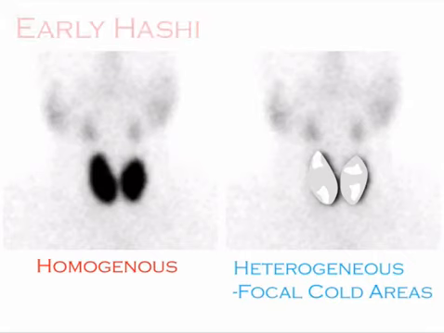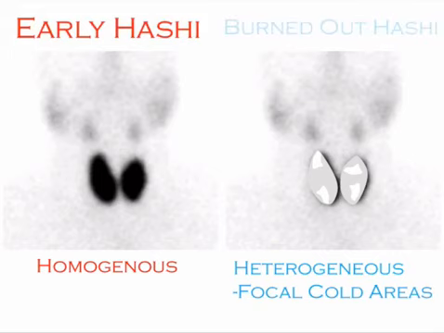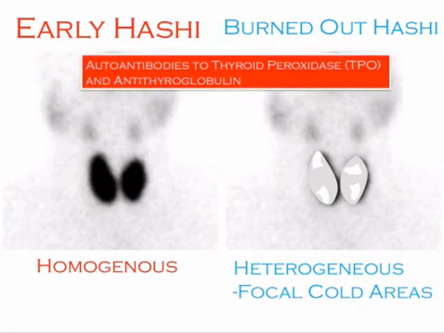Now we've got early Hashimoto's. Remember, we're really getting tricky here. Early Hashimoto's can have this homogeneous uptake compared to a burned out Hashimoto's later on that's going to be basically a cold gland. Here's the step one question also, that Hashimoto's has autoantibodies to TPO and anti-thyroglobulin.